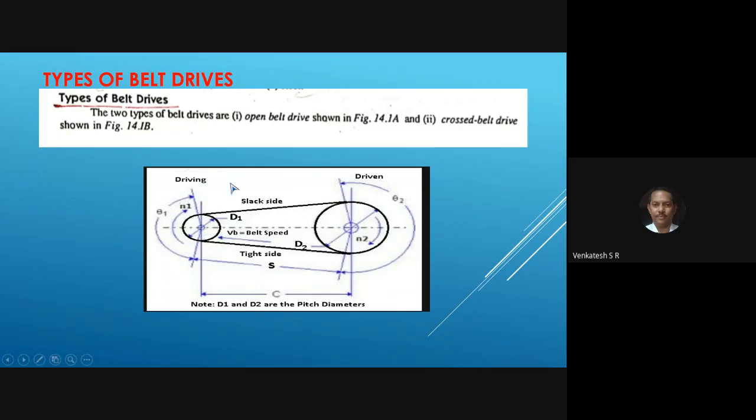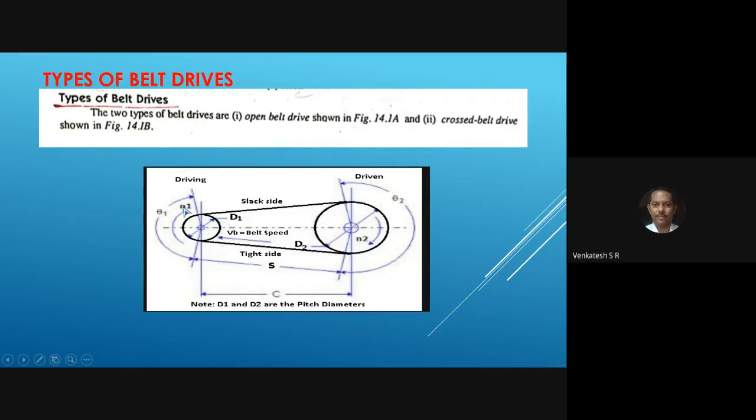Say 100 is to 1000. If you need one rotation of the driven pulley, you have to turn the driving pulley 10 times. 10 rotations of the driving pulley, you will get one rotation of the driven pulley. This is speed ratio. Imagine once again, 100 is to 1000.